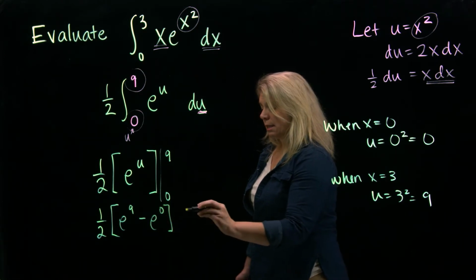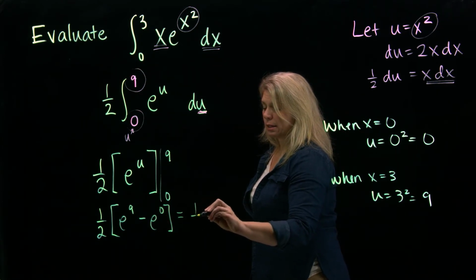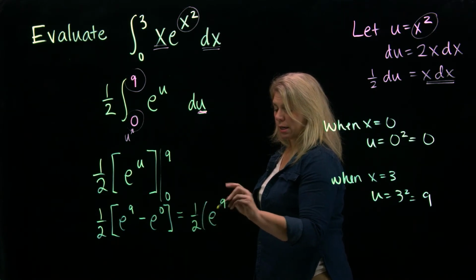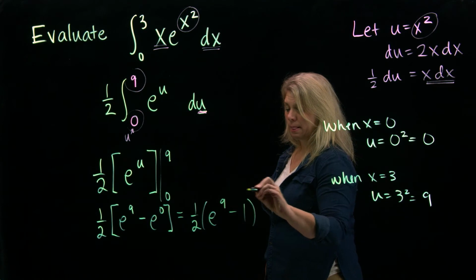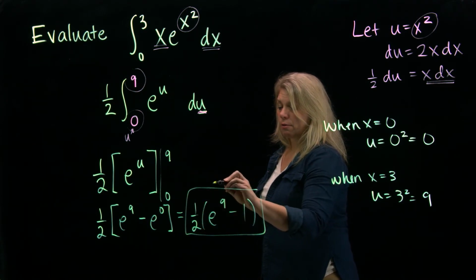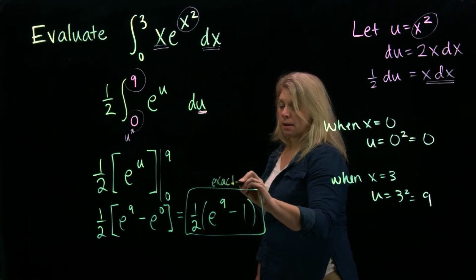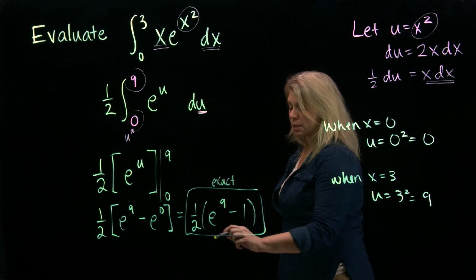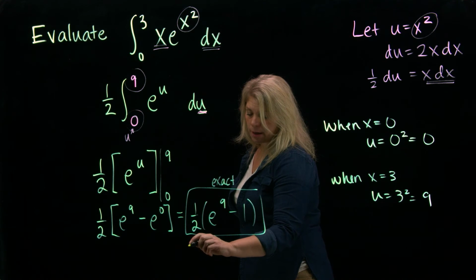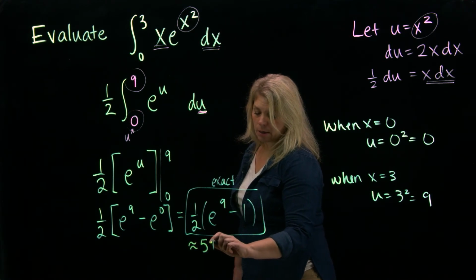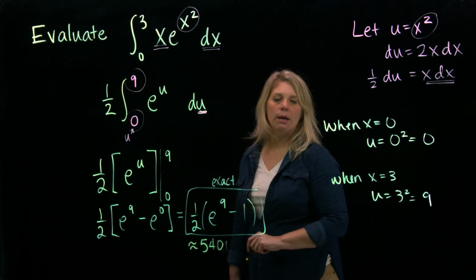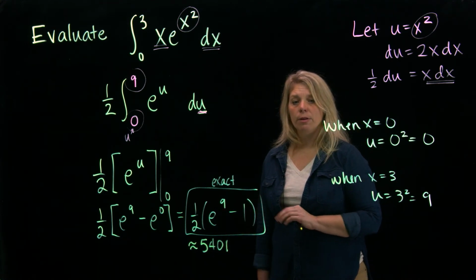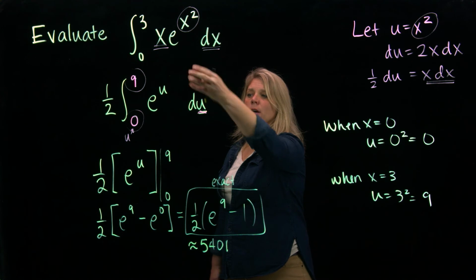All right, e to the 0 is just 1, so you can clean this up a little bit if you want and rewrite this as 1/2 times the quantity e to the 9th minus 1. That would be an exact form. And if you want a decimal approximation, you can plug that into your calculator, get a decimal approximation. You should get about 5,401. So we said pretty big number. That is a pretty big number. So that should seem pretty reasonable if you think about the graph of this function over this region.